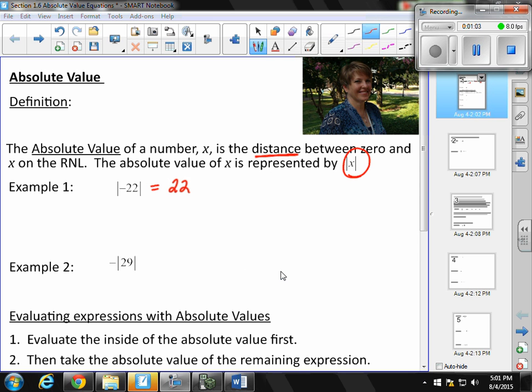Example number 2. Now in this example, we have a negative outside the absolute value sign. That is going to stay. And then when we evaluate the absolute value of 29, the absolute value of 29 is 29. So our final answer, negative the absolute value of 29, or the opposite of the absolute value of 29 is negative 29.